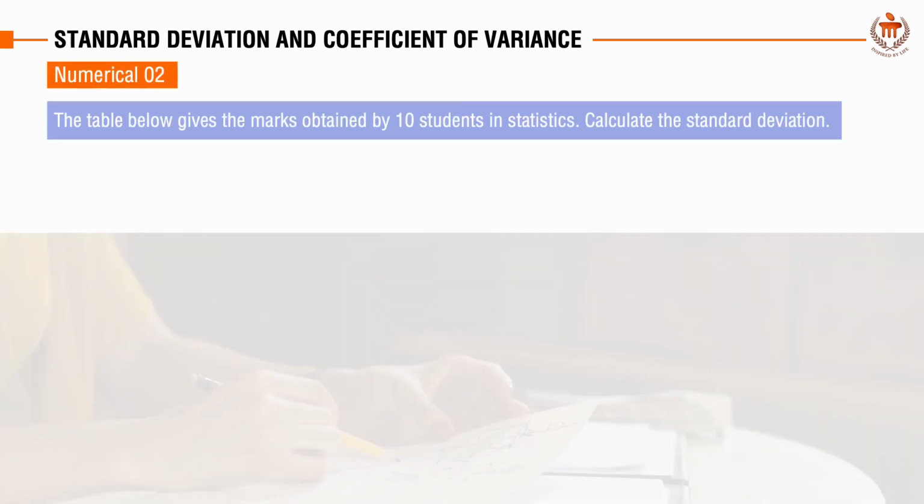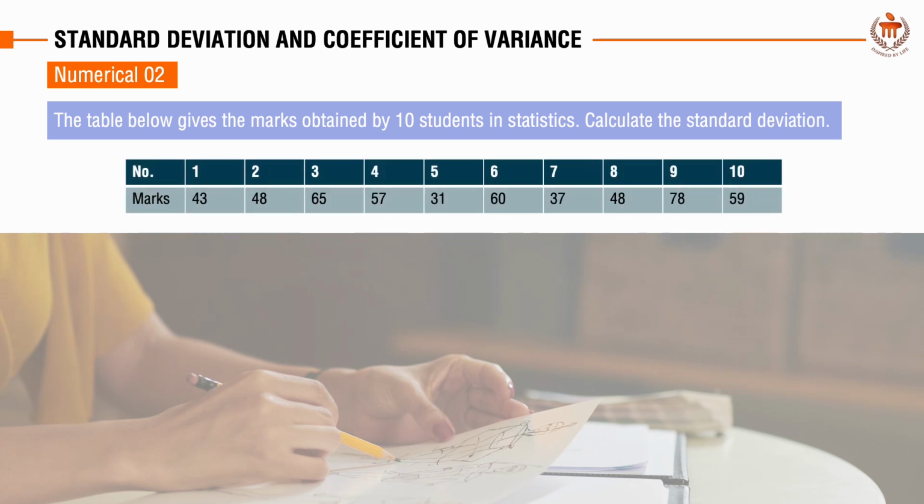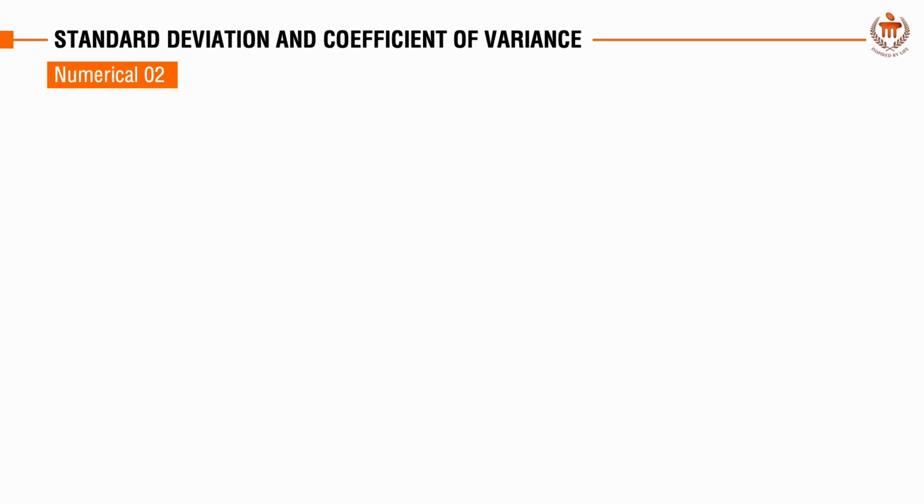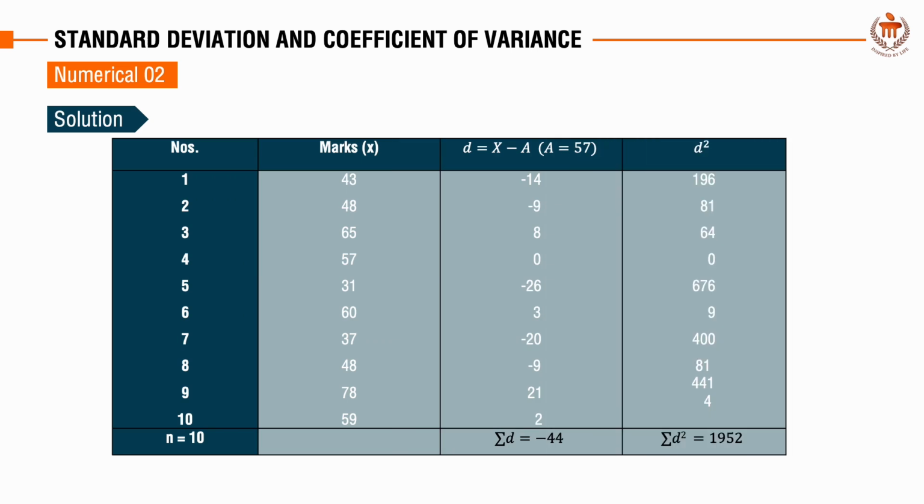Okay, let's do another numerical. Here in the table given below, the marks of 10 students in the subject called statistics are given, and we need to calculate the standard deviation. What we need to do, based on the marks given, is consider an assumed value of x instead of working on the actual arithmetic mean calculation. We can work on the assumed value. Out of these values I just took one value, 57, as an assumed mean.